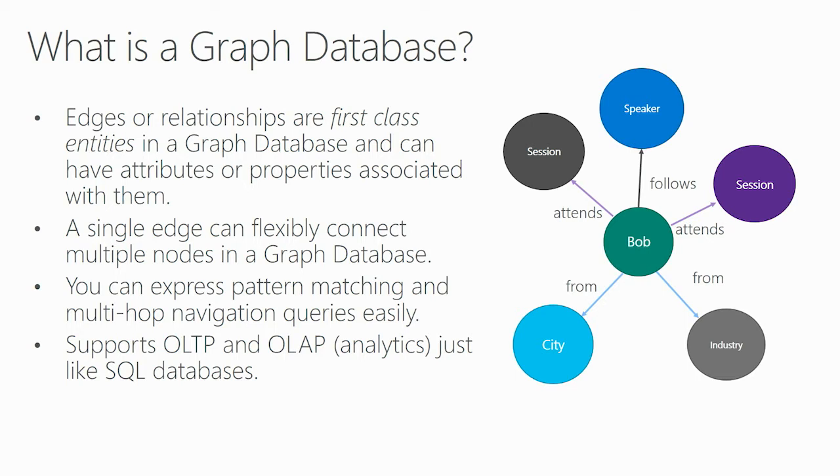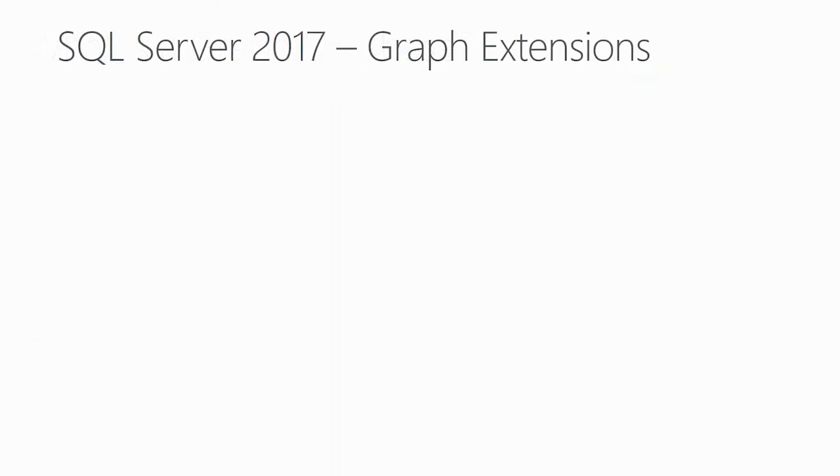And they can heterogeneously connect different kinds of nodes with each other. For example, here on the screen, you can see that Bob is connected to a city and an industry using the from edge, the same edge. So you can use the same type of edge to connect different types of nodes in your database. Both graph databases and relational databases can do OLTP and OLAP type of queries. And in a graph database, you can express your pattern matching or graph traversal queries a bit more easily using an easier syntax.